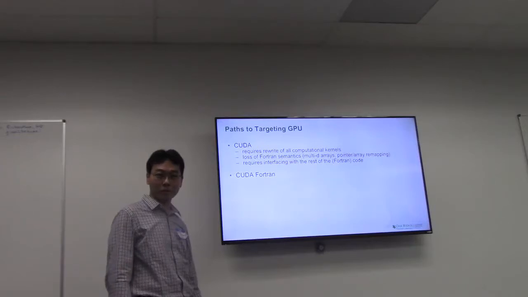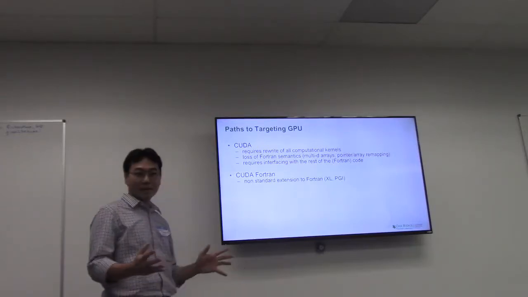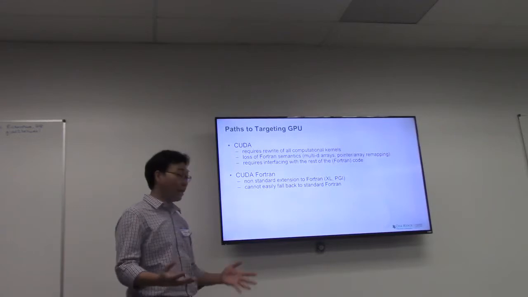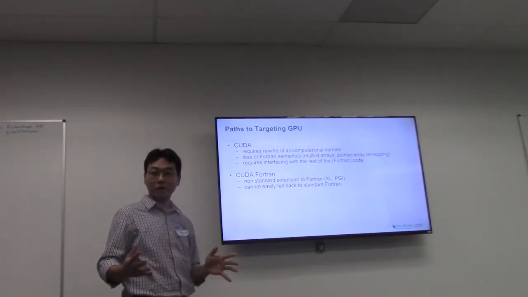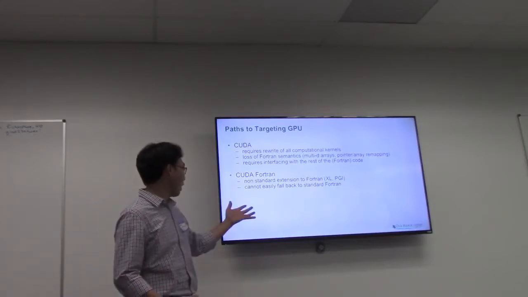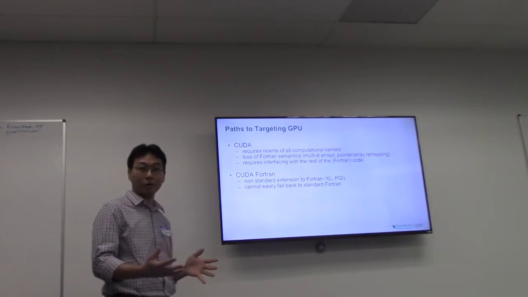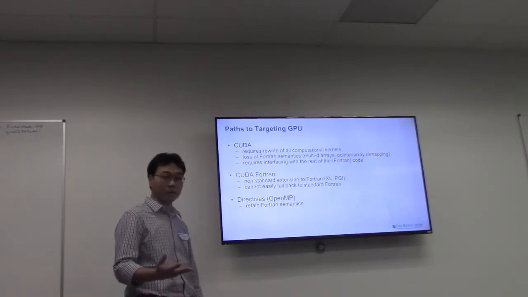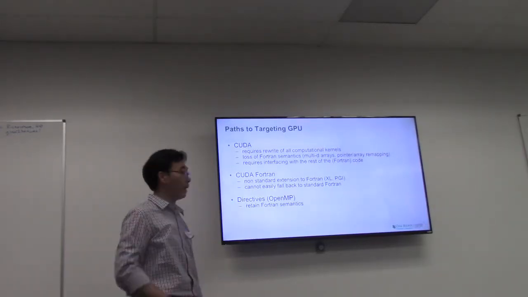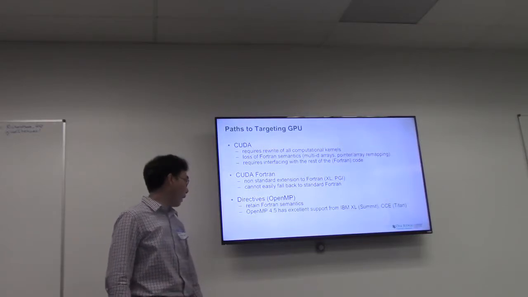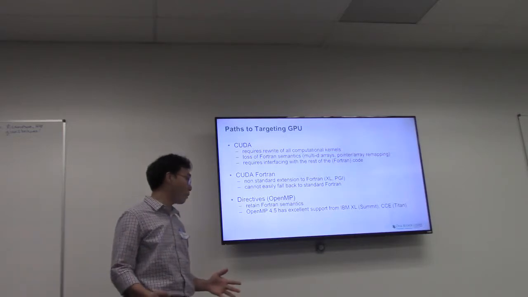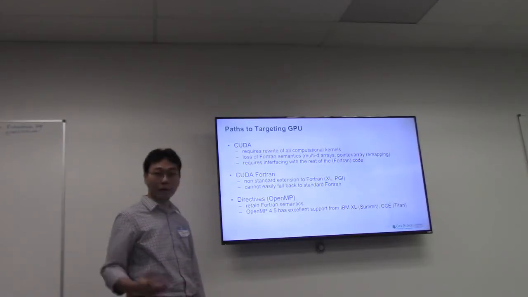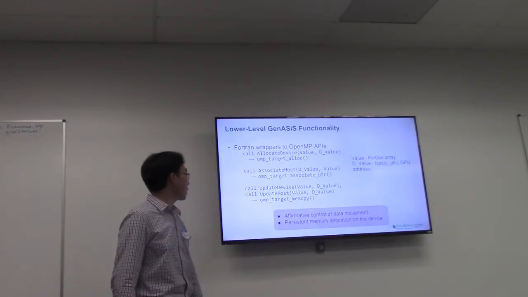Another option is CUDA Fortran, but we feel that's a non-standard extension to Fortran, although it's supported by the XL and PGI compilers. A lot of us also work on our workstations, probably with gfortran and other Fortran compilers, so we don't see that we can easily fall back to standard Fortran if we were to use CUDA Fortran. So the path that we ended up taking is using directives in OpenMP, which retain the Fortran semantics, as I will show later. We found that OpenMP 4.5 has excellent support from the XL compiler on Summit, and also good support from the Cray compiler on Titan, two of our machines. So that's what we ended up using.